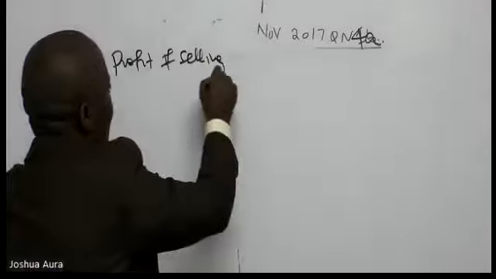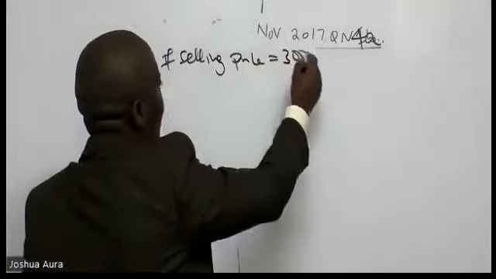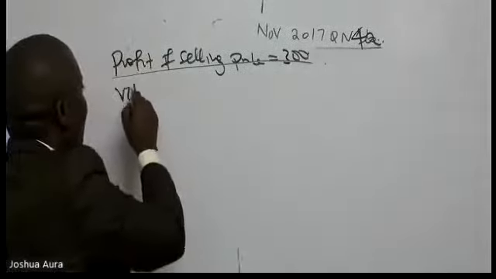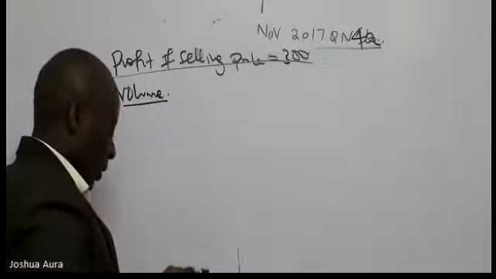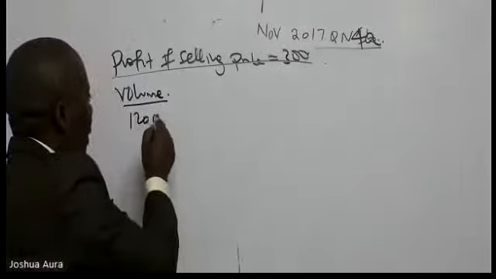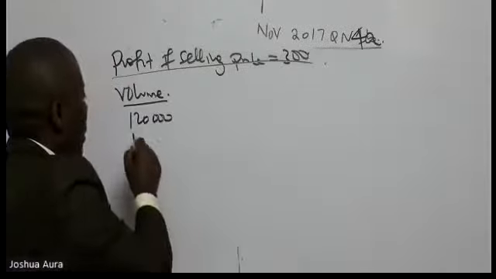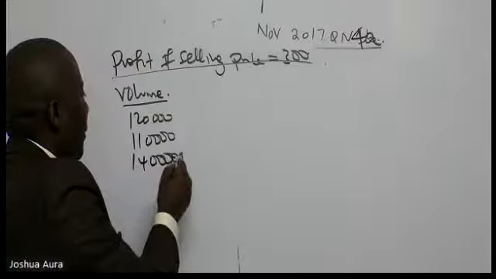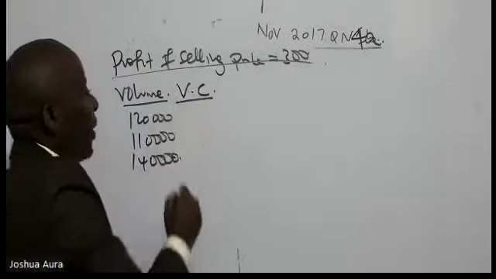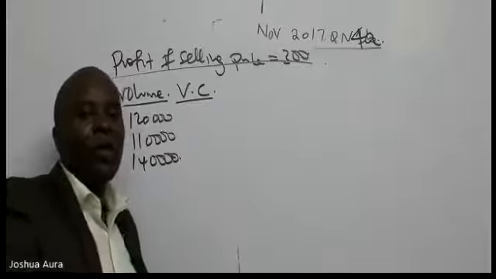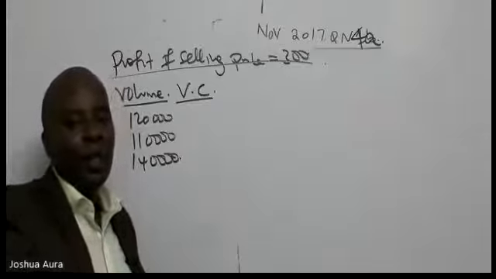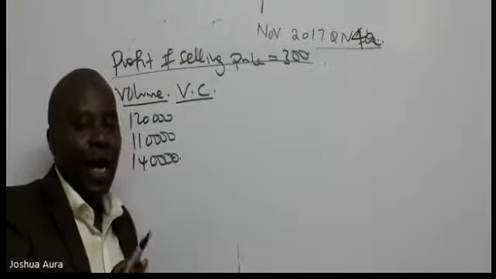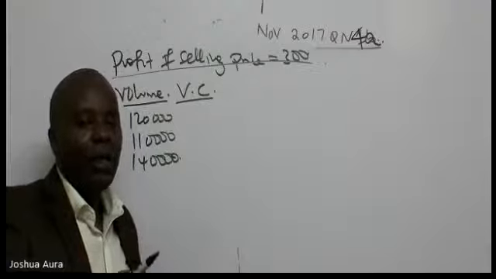if selling price equals 300, 3 possibilities here of volume. All right. So volume could either be 120,000, 110,000, 140,000. So create a column here of variable cost because it is the only technical thing that we have. Otherwise, every other thing flows very nicely.